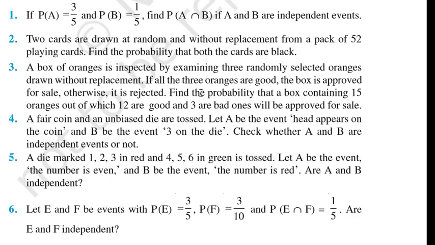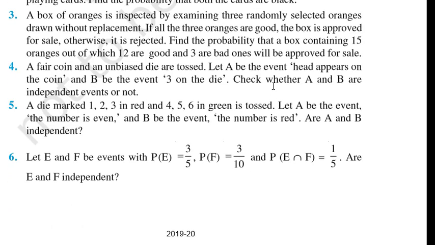Now third problem. A box of oranges is inspected by examining 3 randomly selected oranges, drawn without replacement. If all the 3 oranges are good, the box is approved for sale, otherwise it is rejected. Find the probability that a box containing 15 oranges, out of which 12 are good and 3 are bad, will be approved for sale. So the box is approved for sale when all the 3 oranges are good. And how many good oranges are there? 12 good oranges are there. So let us write what is given and what we have to find.